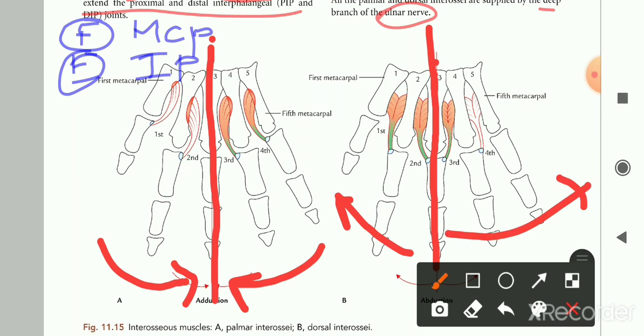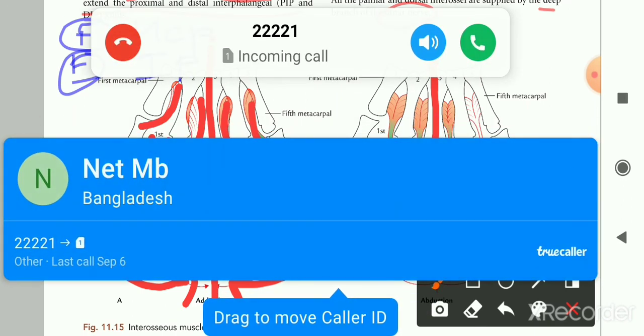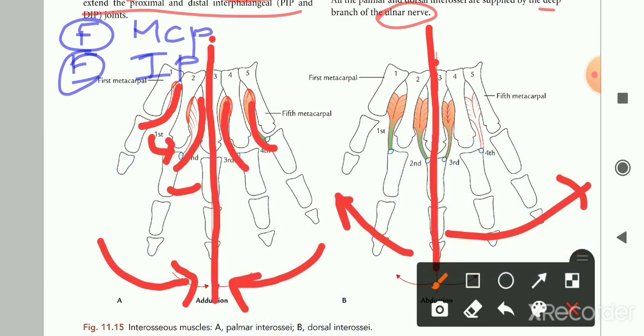Look at that, we know the muscle acts on its site of insertion. The palmar interossei are located on the medial aspect of the proximal phalanx. So definitely, when these muscles contract, the fingers will move towards the midline. So the palmar interossei cause adduction of the fingers.